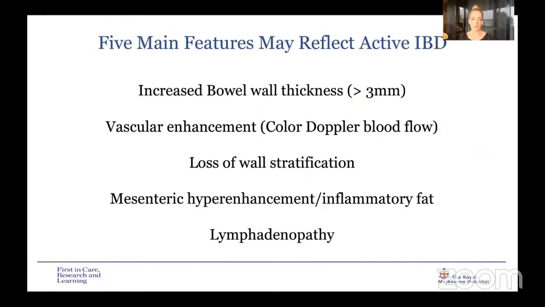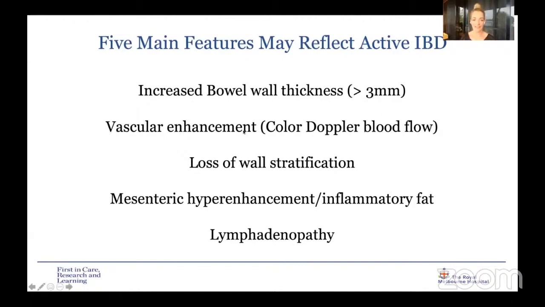So when we look at the bowel, there are five main features that reflect active inflammatory bowel disease. First one, which is the most important and most accurate one, is bowel wall thickness. There are varying definitions of what increased bowel wall thickness is. Some say 2 millimetres, most say 3 millimetres, and then some people say 4 millimetres. But it's around that mark, and 3 millimetres is becoming the consensus measurement worldwide now.